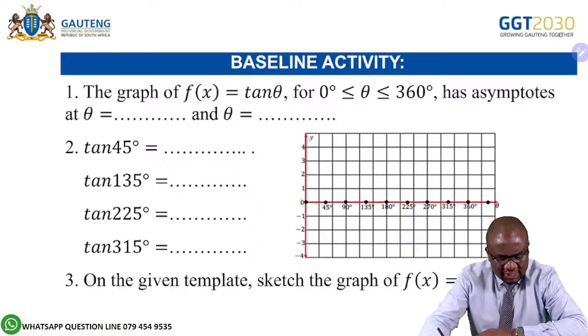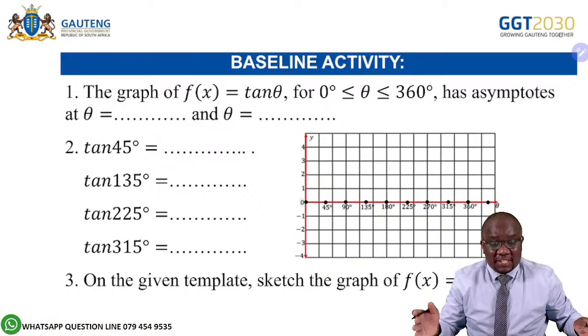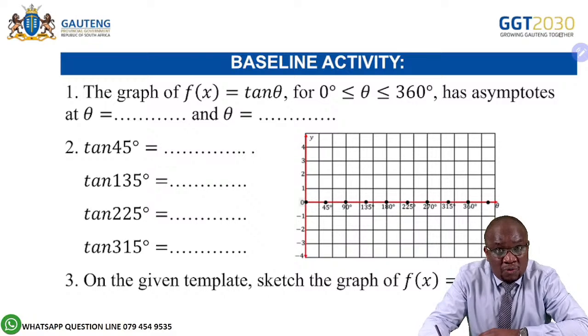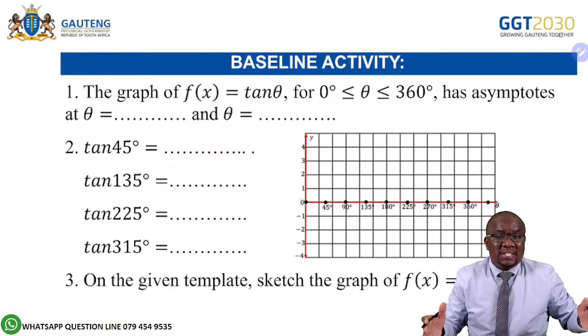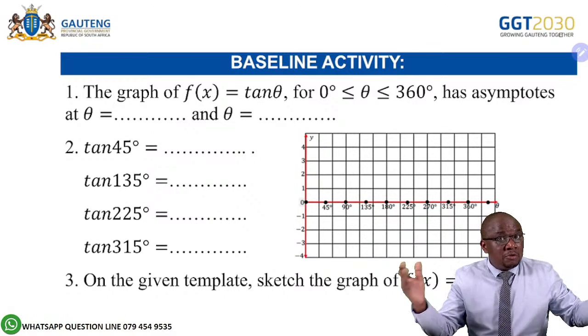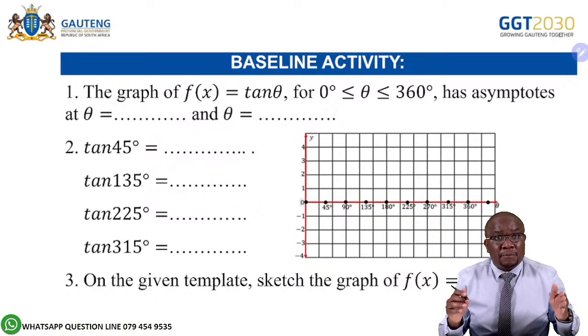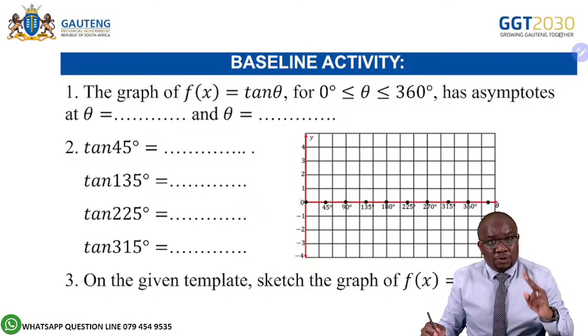Question 1 says the graph of f of x equals tan theta for our domain from 0 to 360 degrees has asymptotes where theta is equal to what, and theta is equal to what. So there are two asymptotes within this domain. Remember, the domain is going to be bigger as we move to the higher grades, but grade 10s, we're looking at from 0 to 360 degrees. How many asymptotes do we have? We have 2 of them.